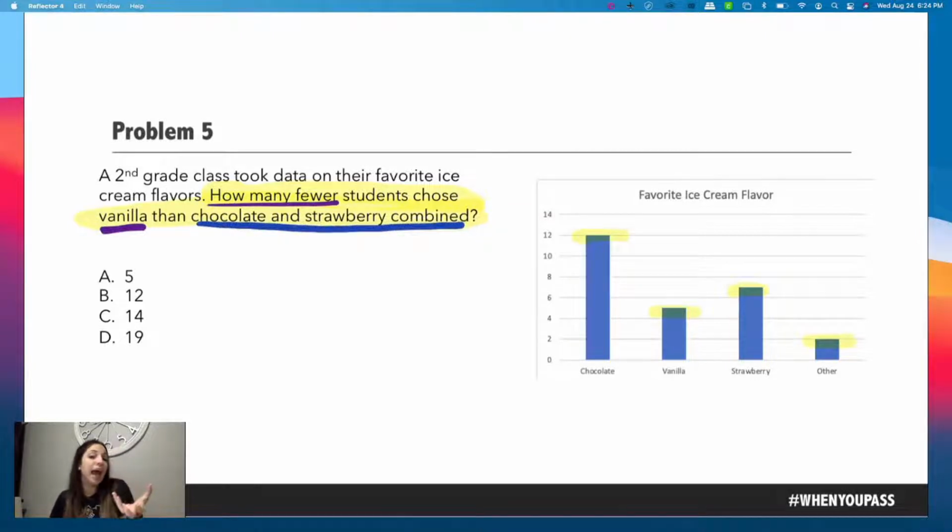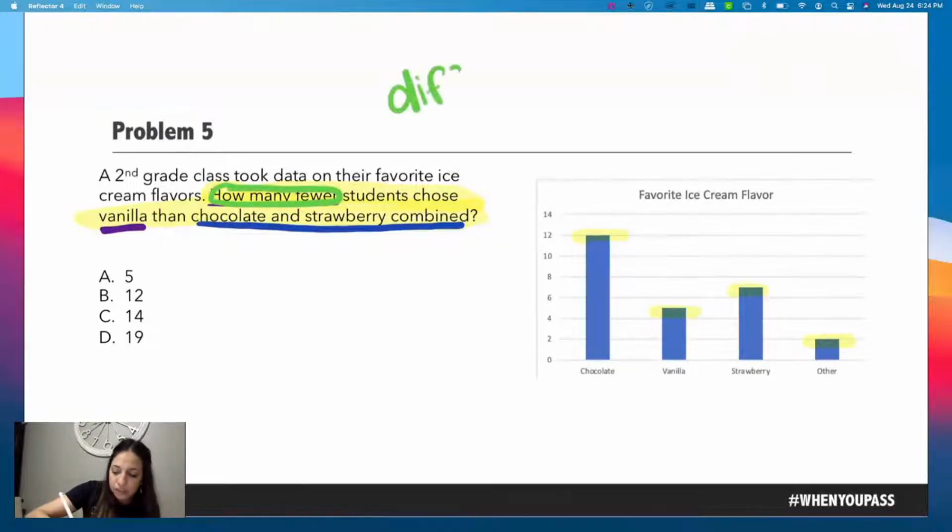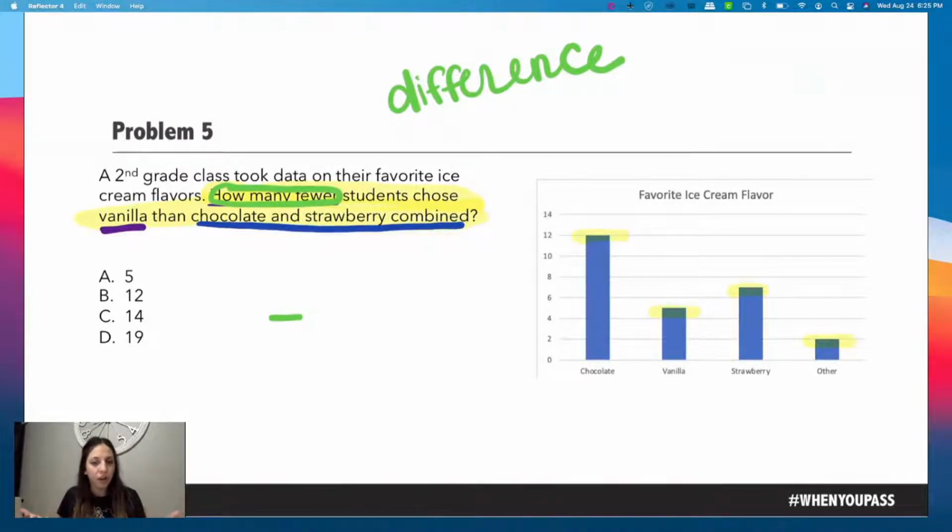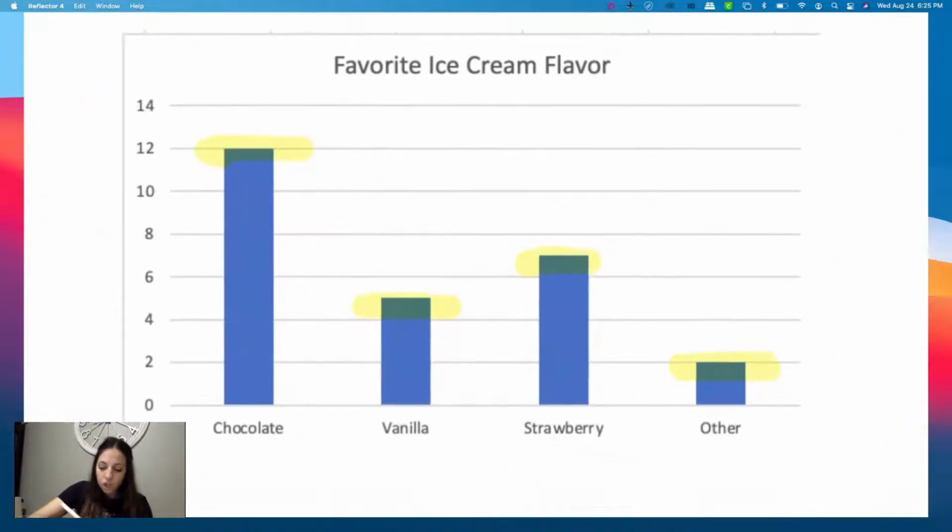I'm not going to add vanilla and chocolate and strawberry, because I know that this problem is asking me for how many fewer, which means I know I'm looking for my difference. So I'm going to subtract vanilla from chocolate and strawberry combined. So let's review. We know that we have 12 students here, 5 students here, 7 students here, and 2 students here.